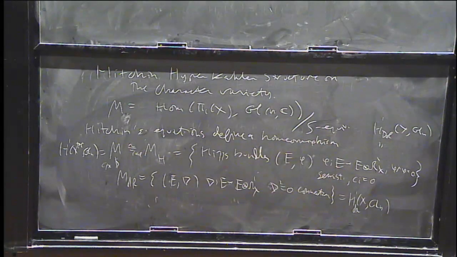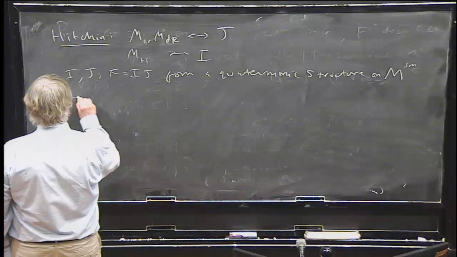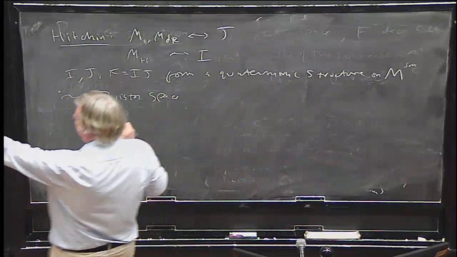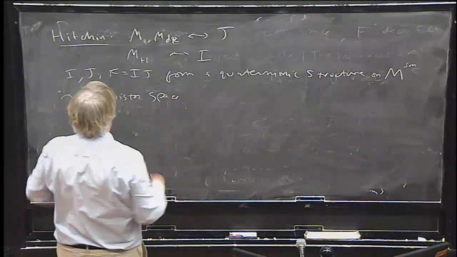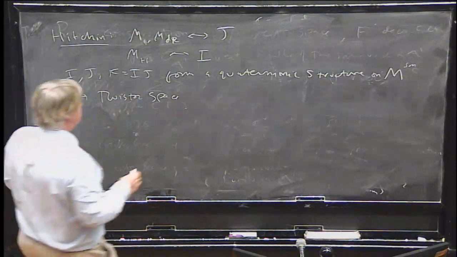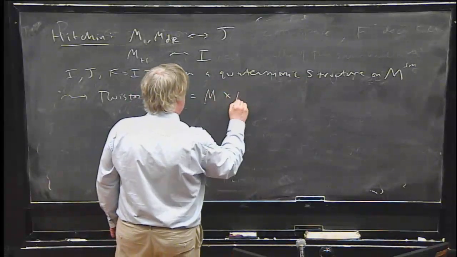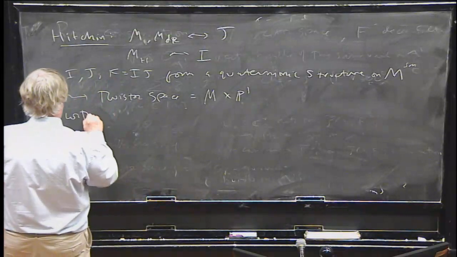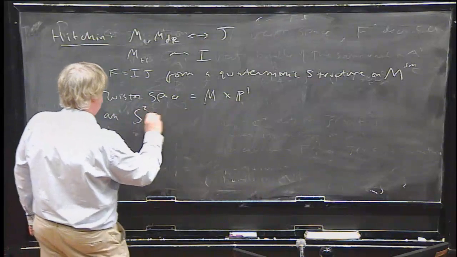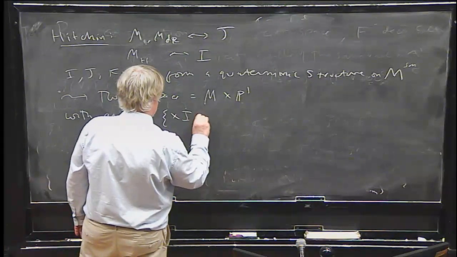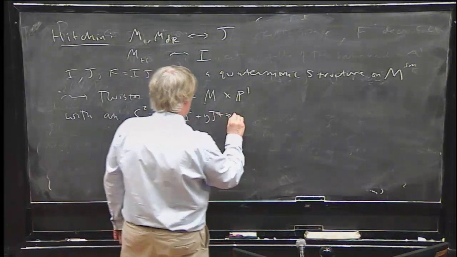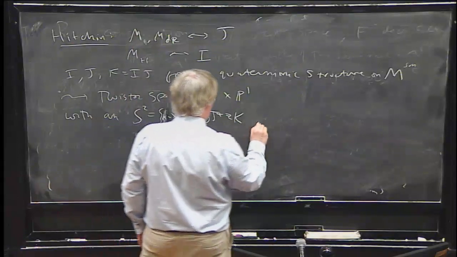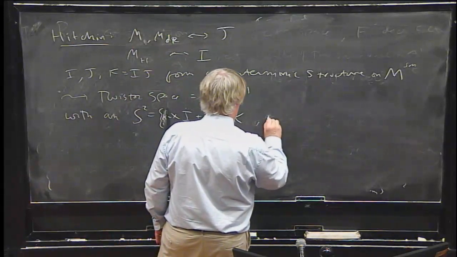So the point is that when you have a quaternionic manifold, you get what's called a twistor space. That's where the terminology over there comes from. I mean, that terminology comes after this terminology. You get what's called a twistor space, which is M cross P^1 with a whole bunch of complex structures. Let's call this kappa. This is a little kappa.